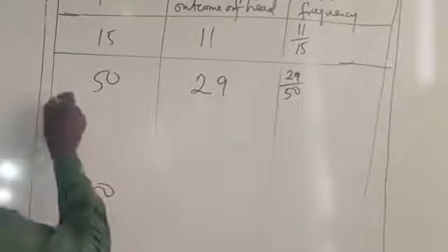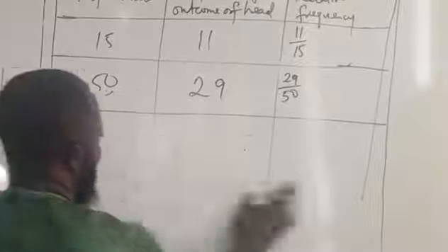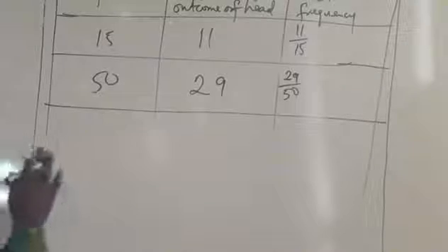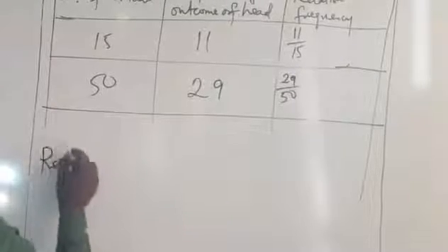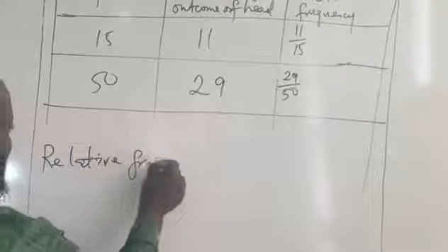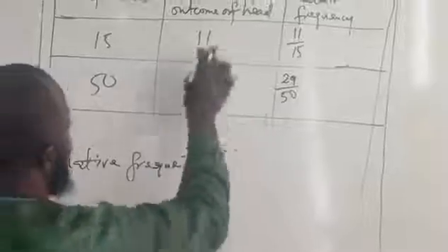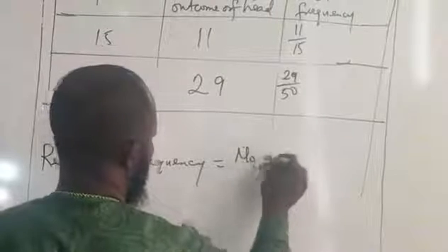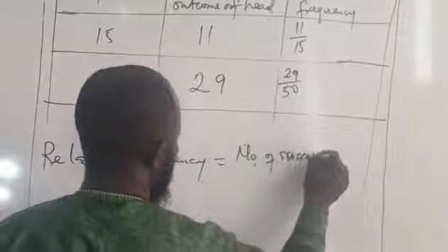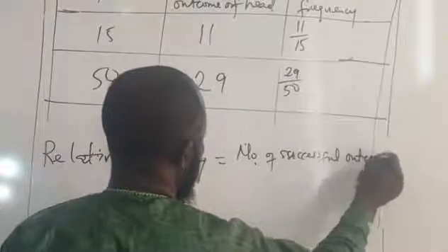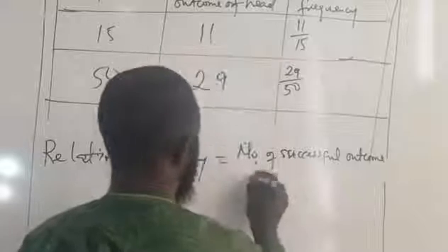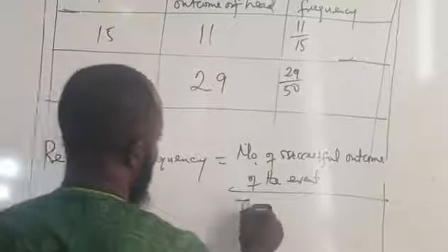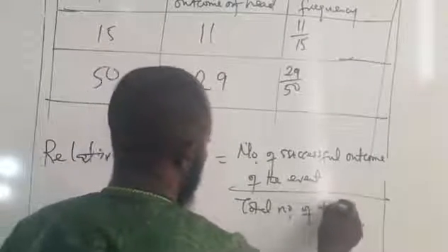So in that case, since I said that experimental probability is the same thing as relative frequency, relative frequency from this table is the number of successful outcomes of the events divided by the total number of trials.